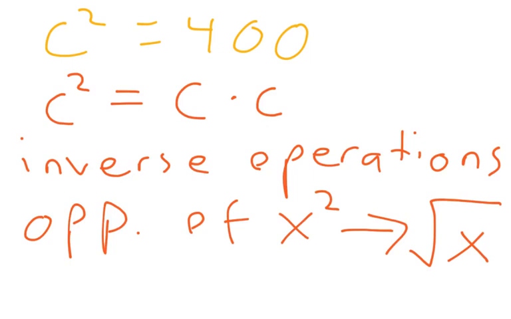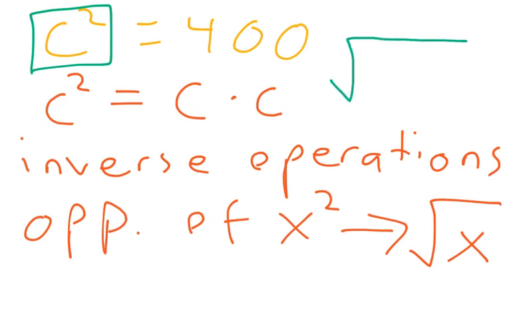So I want to do the opposite of c squared. And so the opposite of squaring something is that square root symbol. So I'm going to get the square root of 400. So what number times itself gives us 400? Well, let's see. Let's put that in our calculator. And so our answer would be 20.